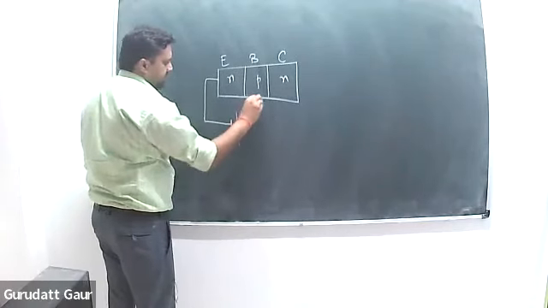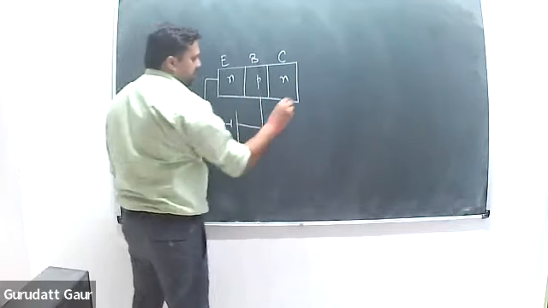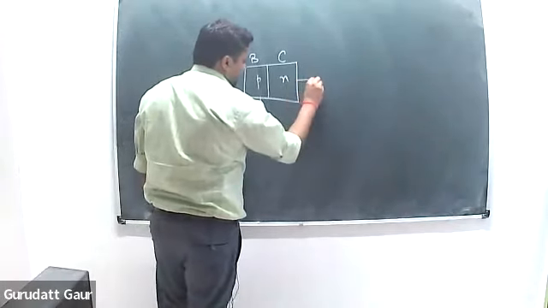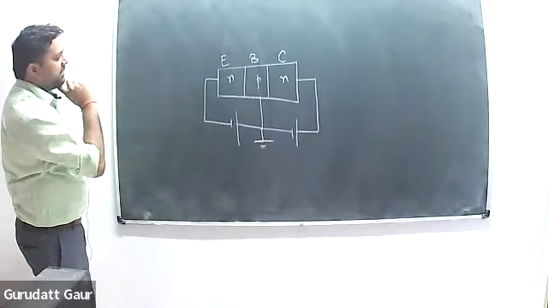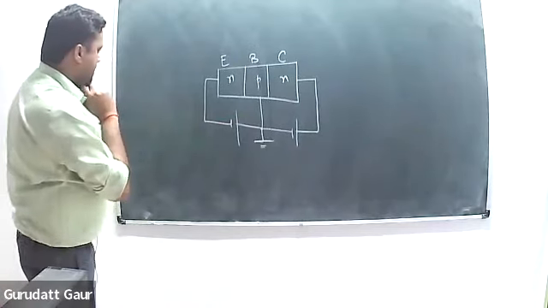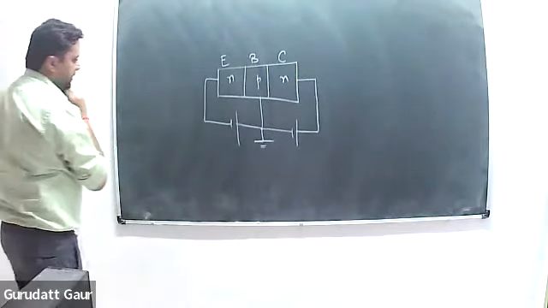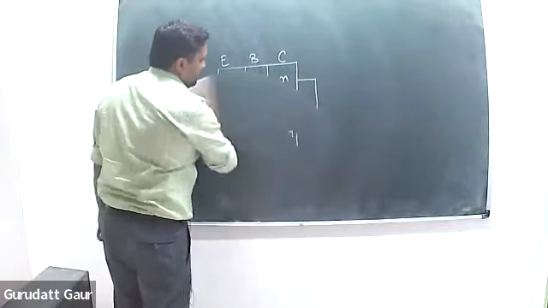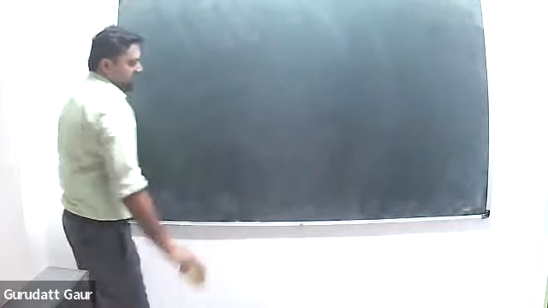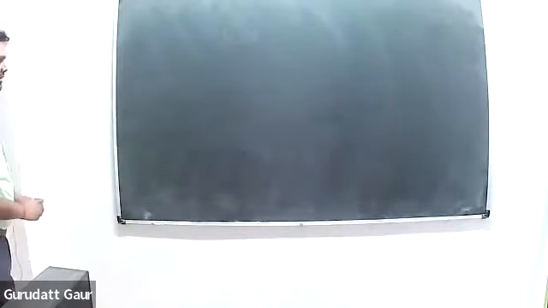And the emitter diode is basically forward biased, and this one is reverse biased. I made a mistake here. Generally the emitter is made common, so this is not the correct picture. That's why we call it common emitter configuration. You can get three different kinds of configuration: common emitter, common base, and common collector. So the schematic is this.